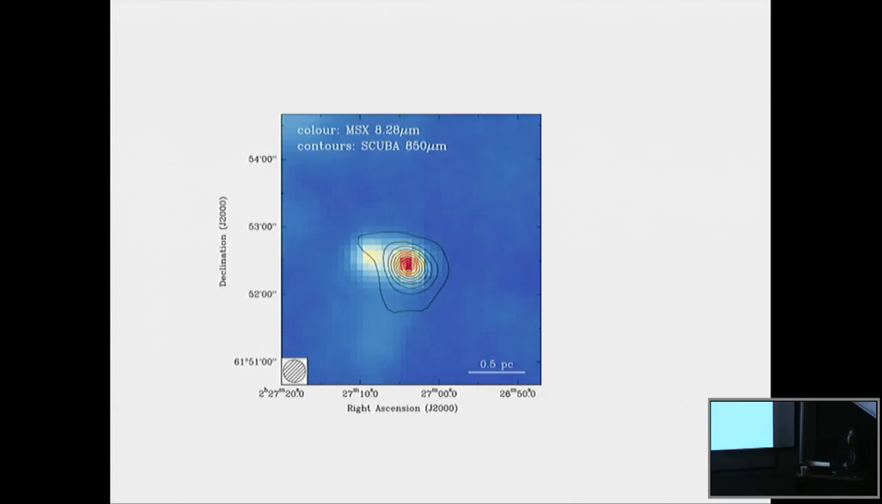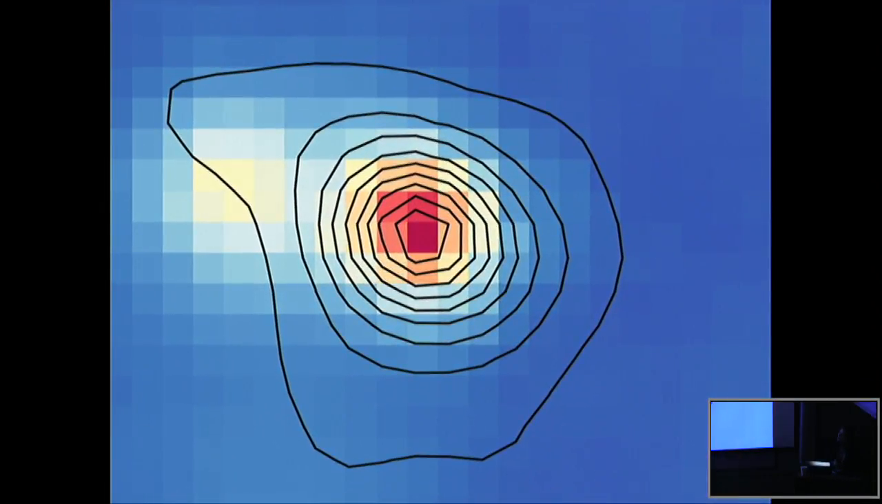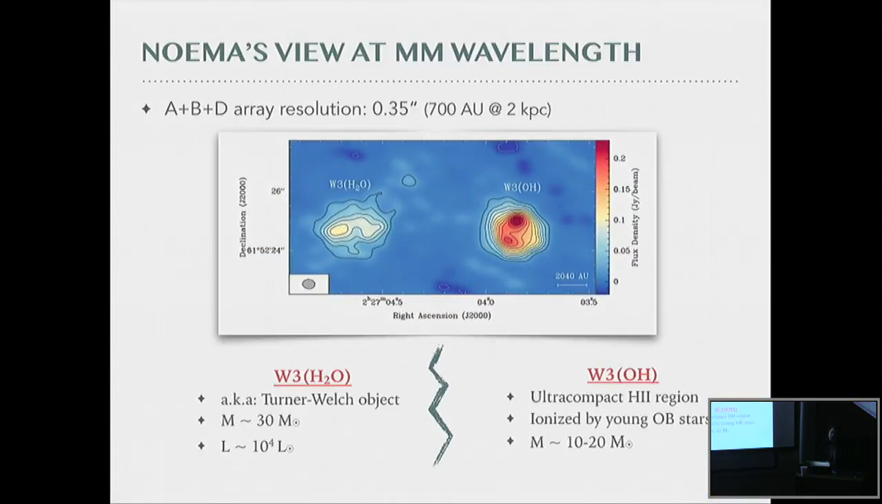And then what NOEMA actually sees in this core is the innermost couple of pixels. So here's our view with NOEMA. And we really recover a couple of clumps inside. So to the right is W3OH, and to the left is W3H2O. The naming is due to the existence of water and OH masers at these positions. W3OH is an ultra-compact HII region, which is powered by an OB-type star. So at 1.3 millimeter dust continuum, we basically mostly get the contribution from free-free emission.